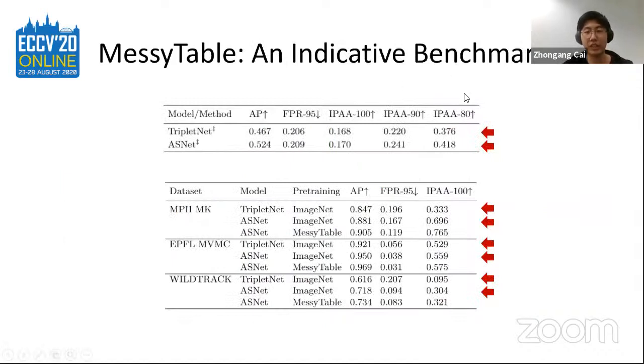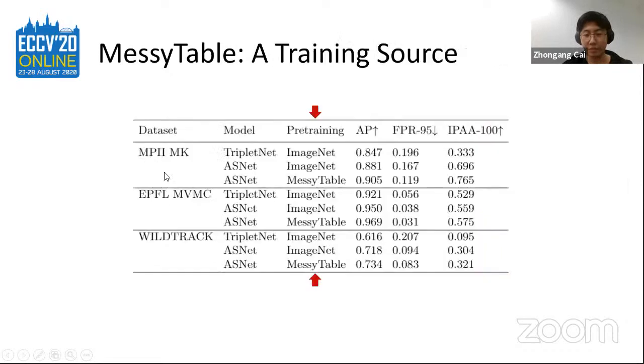So first will be the indicative benchmark. As we show here, the methods that perform well on MessyTable are likely to perform well on other multi-camera datasets. And also, if we pre-train a network not on ImageNet, which is a common approach, but on MessyTable, we get better results on the three multi-camera datasets.